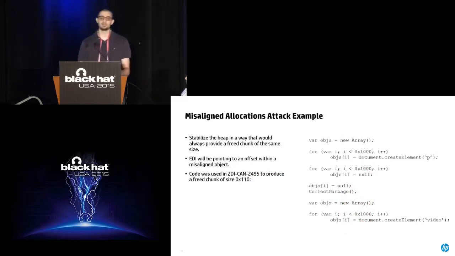In order to have a successful misaligned allocations attack, we have to stabilize the heap in a way to produce the same free chunk, the same one over and over with the same size. Basically, this is the code that we've used in this specific example. It's not a generic way of doing it, but this specific code was good enough to produce the same exact free chunk again and again, which is of size 110.